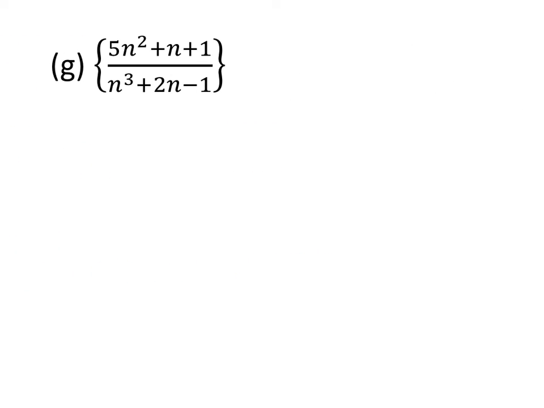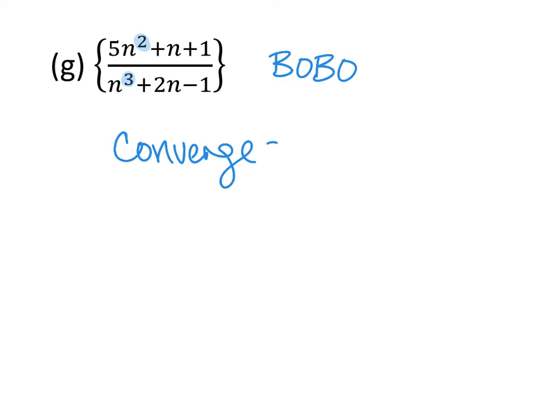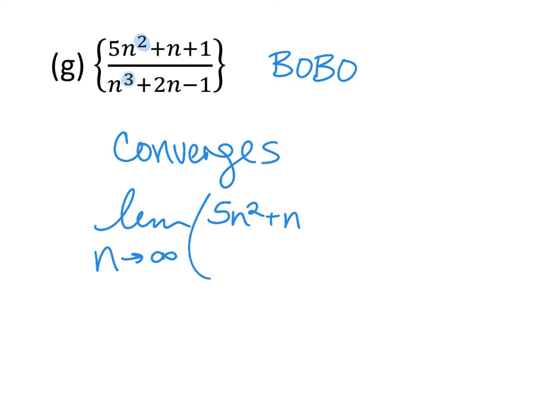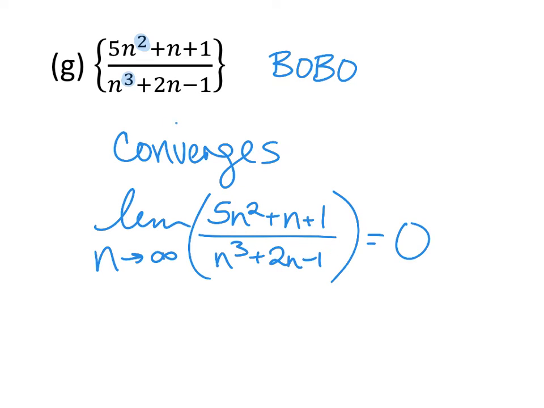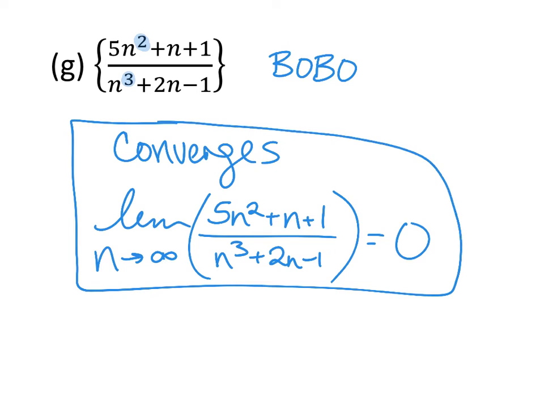And last but not least, letter G here. We look for the highest exponents. Those highest exponents are bigger on bottom. This is a Bobo. Bobo is a converging sequence, so we know it converges. And the limit as n approaches infinity for this entire sequence is going to be 0. Where'd I get the 0 from? From Bobo. Bobo tells me that the limit is 0. That's what it's converging on, or getting closer and closer to.